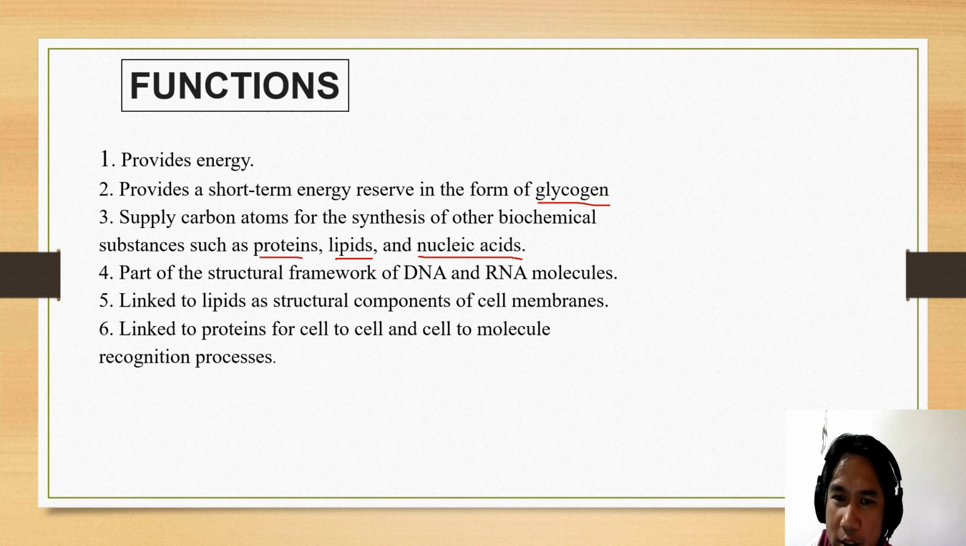And number 5, carbohydrates are linked to lipids as structural components in the cell membrane. And number 6, some carbohydrates are linked to proteins for cell-to-cell recognition and cell-to-molecule recognition processes. These molecules serve as receptors on the surface of the cell.